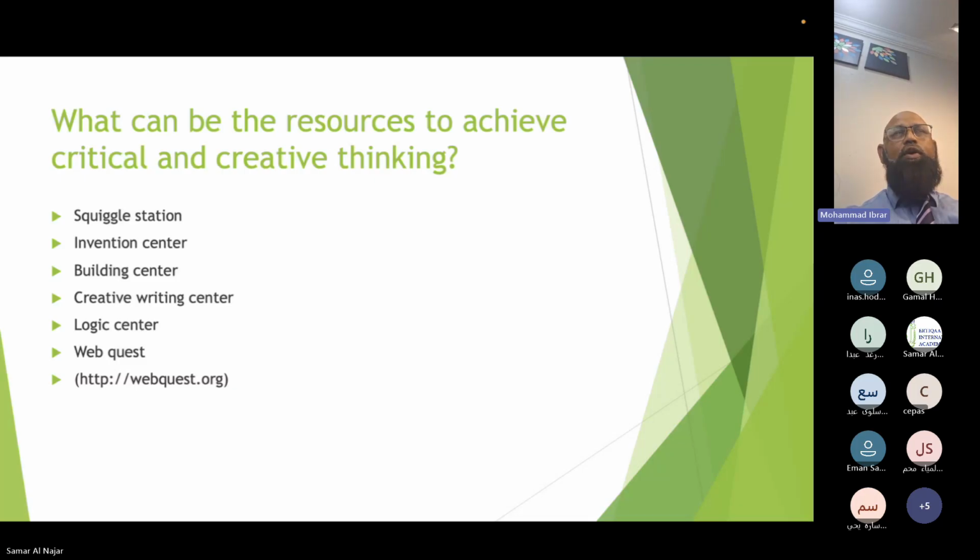In the logic center, students are given puzzles and other things where they fix problems using different items given there. So it helps them sharpen their thinking and reasoning skills. So these are some of the resources that can be used with our students, especially with lower level students. Can I have the next slide, please?